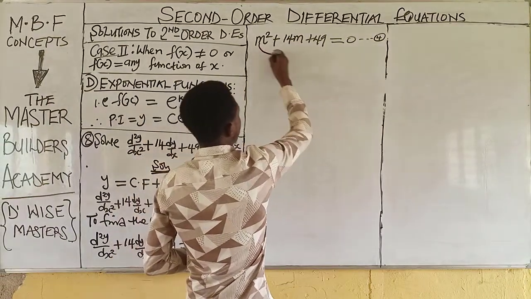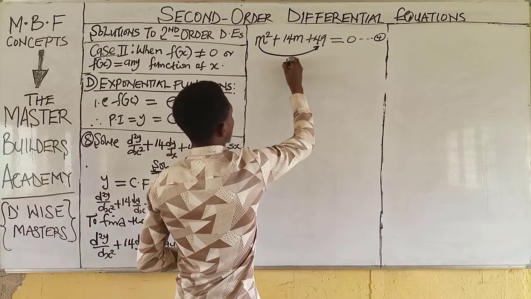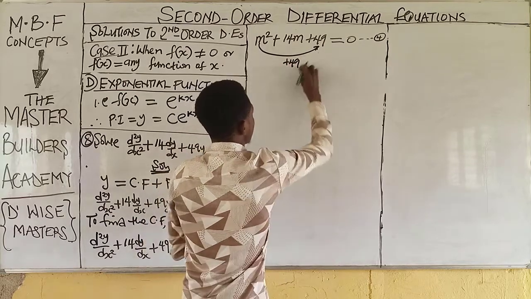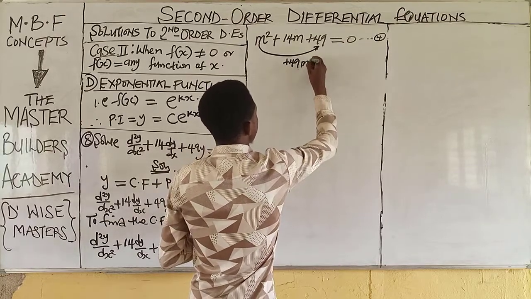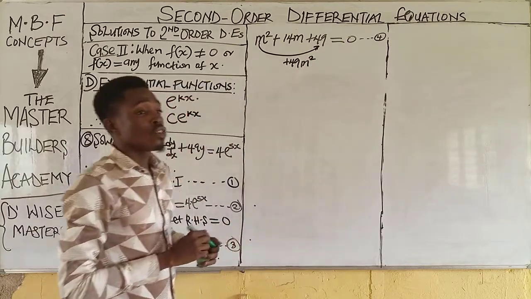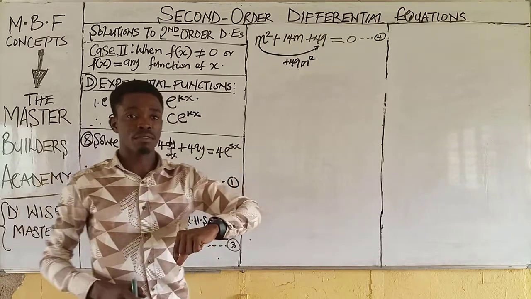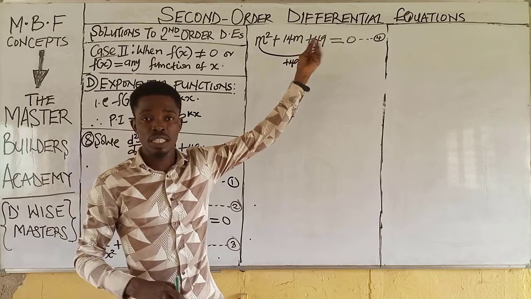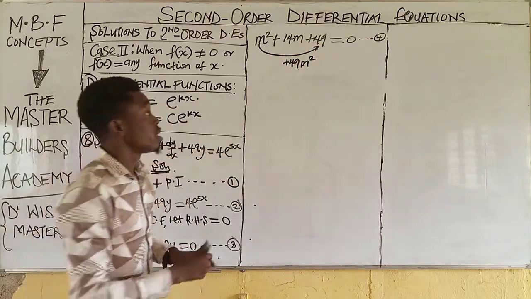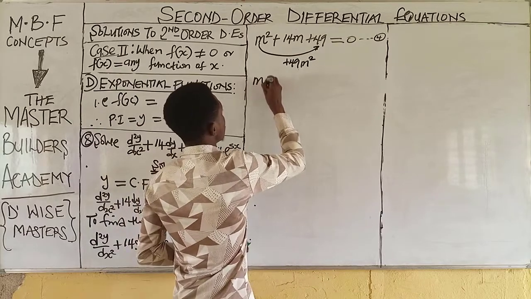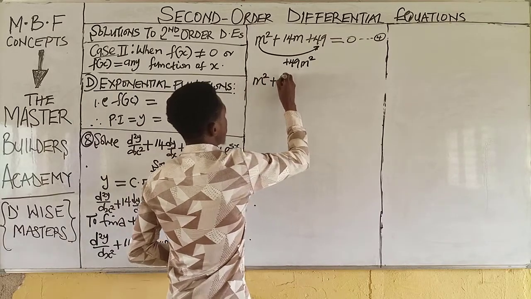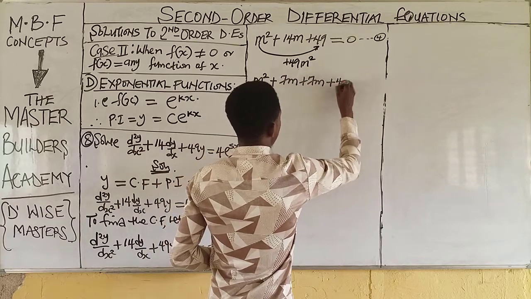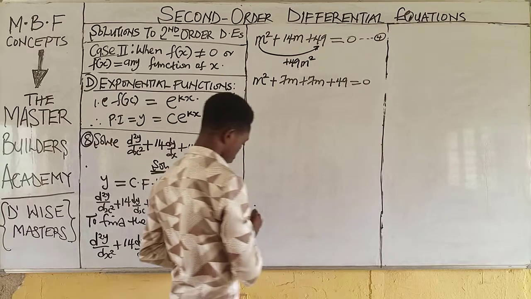Now we multiply this by this, and we are going to have 49m². And we know that 49 is a perfect square. So 7 multiplied by 7 will give us 49, and 7 plus 7 will give us 14. We don't need to kill ourselves. Therefore, we have m² + 7m + 7m + 49 = 0.